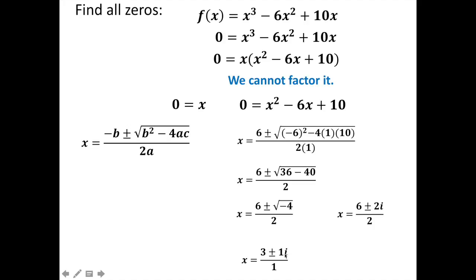Of course, we don't write the 1 in front of the i. So our answer here is just 3 plus or minus i. So we should have a total of 3 answers. 3 plus i is the first, 3 minus i is the second, and then 0. The 0 came from right up here, x equals 0. That's my third answer.